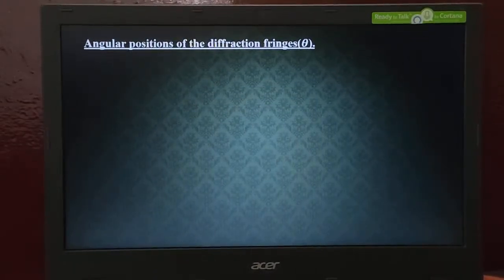Now we have to see the angular positions of a diffraction fringes. There is some slight deviation of a wave when it travels through a slit or the edges of an obstacle, that we used to call a diffraction pattern. We know that. Here what we are seeing is angular positions of a diffraction fringes.